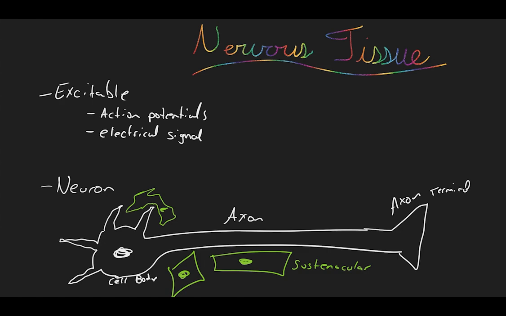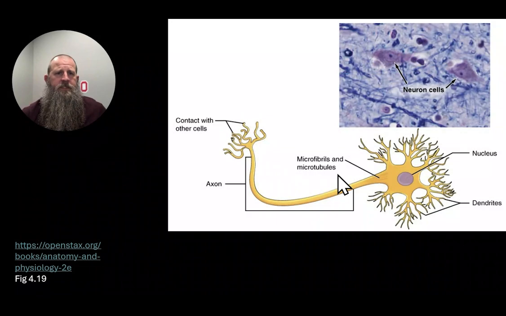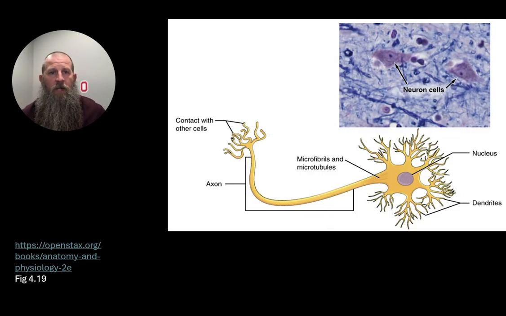So let's take a look at the nervous tissue. Nervous tissue is made up of neurons and specialized cells called sustentacular cells or supporting cells. Neurons are pretty important. We want to protect them, not let them die, so there are a lot of support cells that go along with them. But the main cell type in nervous tissue is the neuron. So this is what a neuron looks like here.